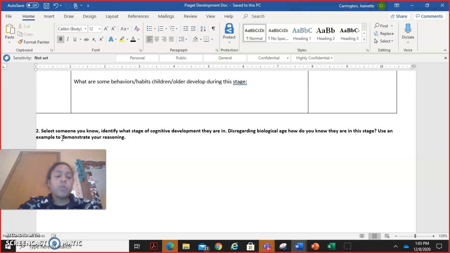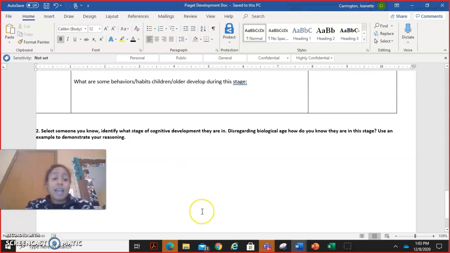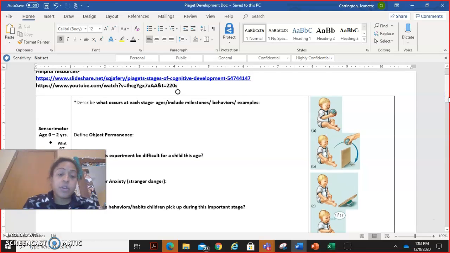Pick someone you know, obviously. It might be easier to do someone in your household, but it's up to you. And that is it. I know this sounds like it's quick, but having to find the information for each stage is going to take you time. That's why you're going to have all day today. We will go over it very briefly at the beginning of class on Wednesday, and then we will dive into our second part of development, which is Erikson, another very famous theory when it comes to development.